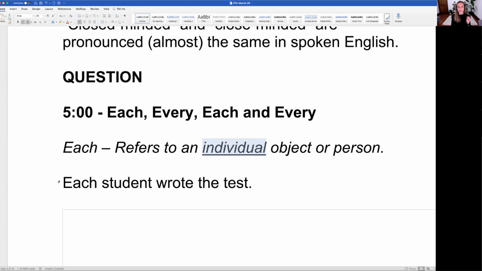So when I say each student wrote the test, I'm looking at Gobi as a student, Alexander as a student, Ali as a student, and I'm viewing them as individuals. Each student wrote the test.